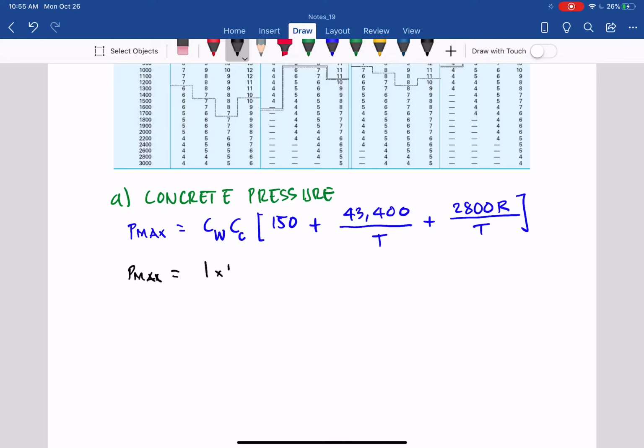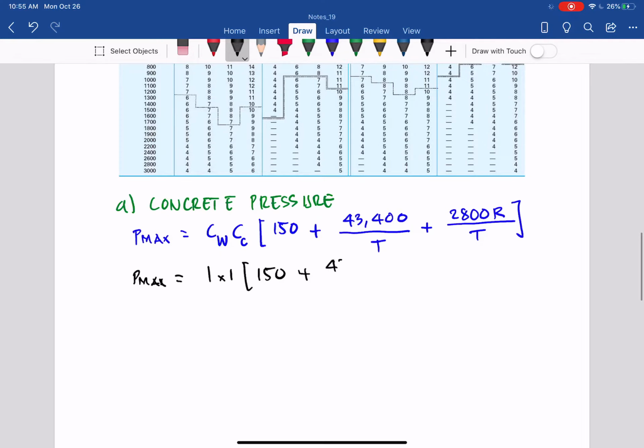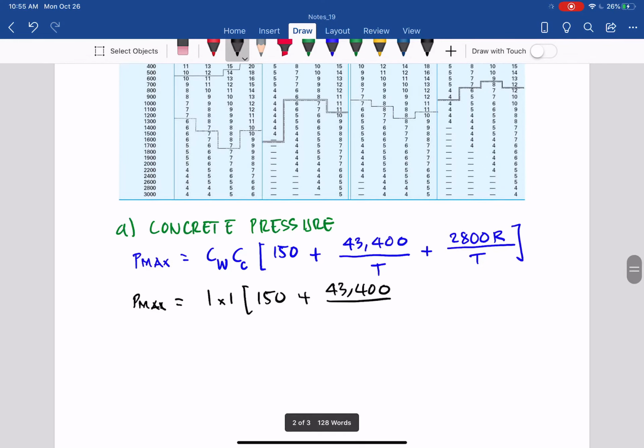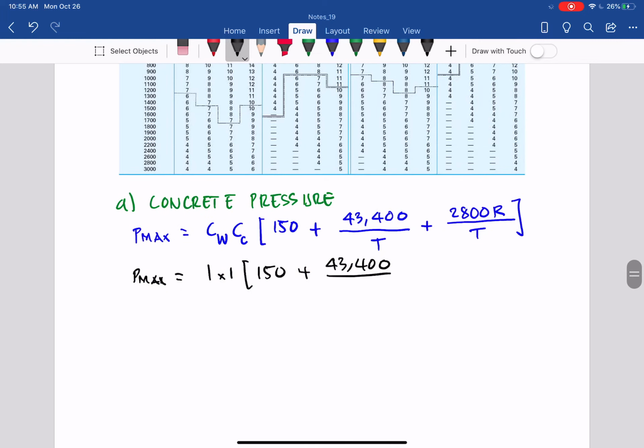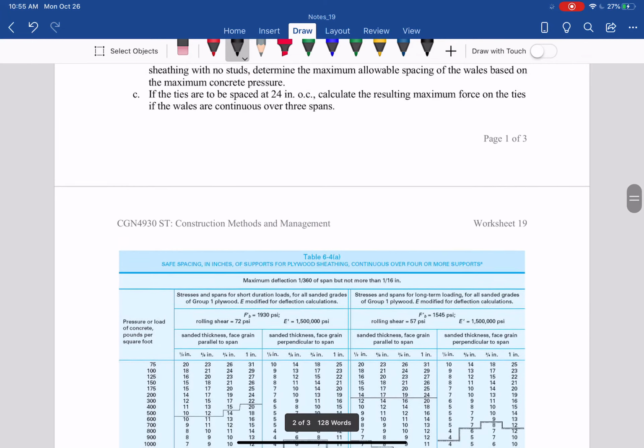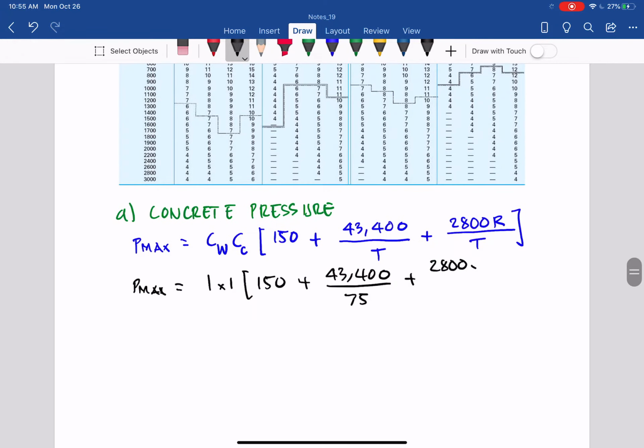So we have P max equal to 1 times 150 plus 43,400 over the temperature 75 degrees, plus 2,800 times the rate of placement, 10 feet per hour, times 10, divided by 75. Then we have P max equal to 1102 psf, pounds per square foot.